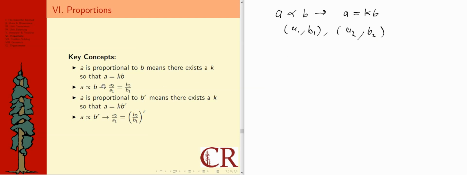The claim is that this relationship here, the ratio between a2 and a1, should be equal to b2 over b1 if a is proportional to b. In fact, I remember looking up a definition of proportions on the internet at one point, and it stated something very similar to this. It just used different notation. It wasn't as clear about how things were paired.